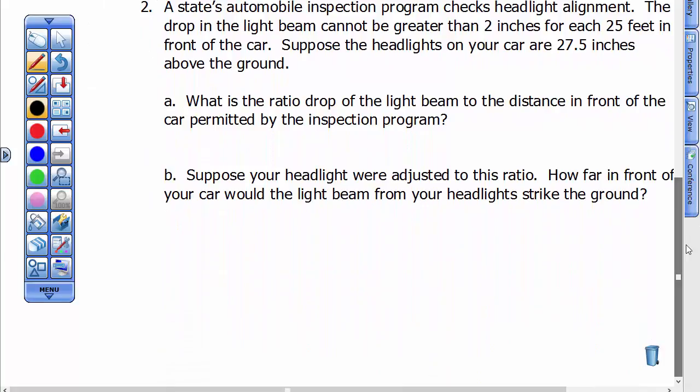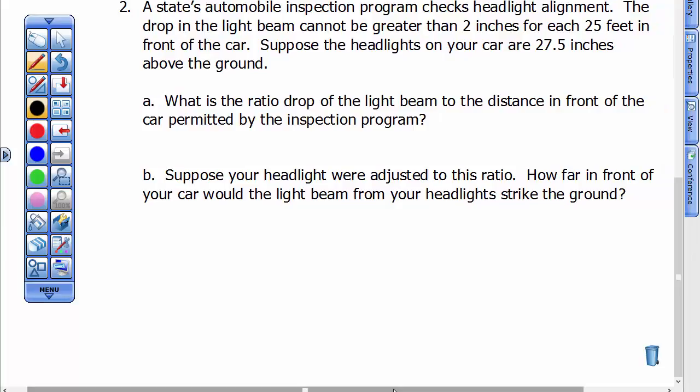A state's automobile inspection program checks headlight alignment. The drop in the light beam cannot be greater than 2 inches for every 25 feet in front of the car. All right, let's just first think about that a minute. These are my tires. I want my car going this way, so I'm going to put my headlights right here. So the drop in the light can only be 2 inches. For every 25 feet I go out, it can go down 2 inches.